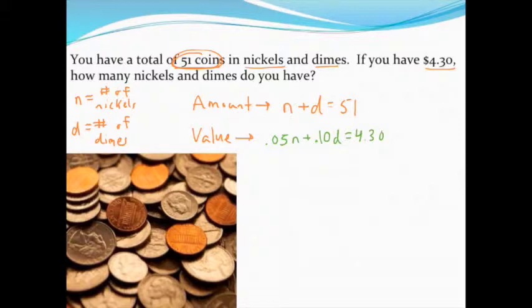Some people don't like working with the decimals, so an alternative way to write this equation would be to multiply everything by 100, or in other words, write everything in terms of cents instead of dollars. So I could rewrite this equation as 5n, 5 cents for a nickel, plus 10d, 10 cents for a dime, equals 430 cents. Again, I just went through and multiplied everything by 100. If that's easier to use, then I'm just going to cross that out and use that second equation, the one with all cents.